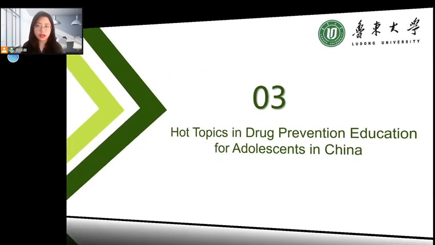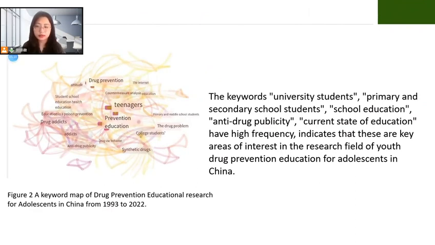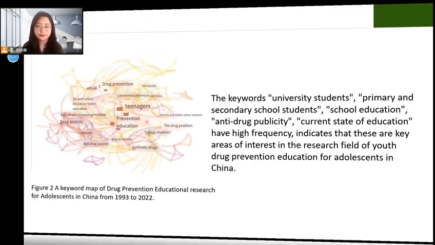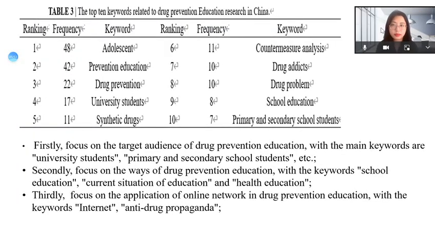The third part is the hot topics. We got a keyword map of the research, and the keywords university students, primary and secondary school students, school education, current state of education have high frequency, indicating that there are key areas of interest. And the table 3 shows the top 10 keywords related to drug prevention education research in China. Firstly, we can see the research focuses on the target audience of drug prevention education, with the main keywords being university students, primary and secondary school students. And second, the research focuses on the ways of drug prevention education, like school education, current situation of education, and health education. And thirdly, focus on the application of online networks.